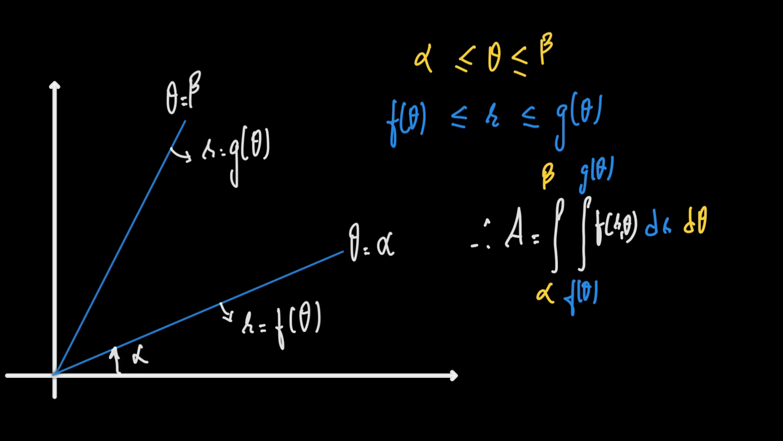and we have a different function r is equal to g of theta, which is at an inclination beta, then the area bounded by these two curves can be written as A is equal to integral alpha to beta d theta into integral f of theta to g of theta, the function f of r comma theta.